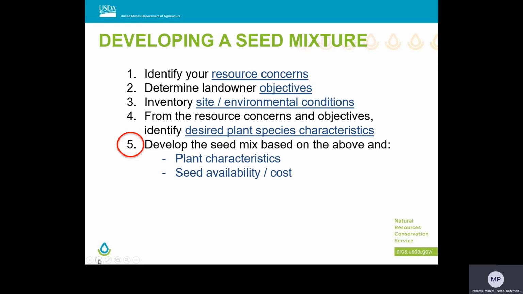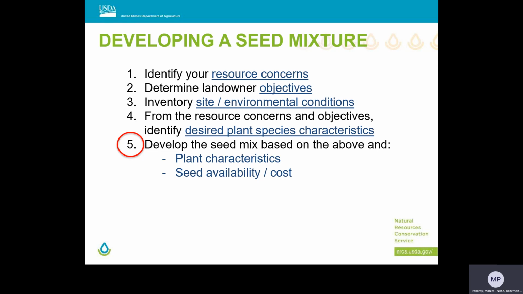In the previous webinar on planning a seeding, we focused on steps 1 through 4 listed here. And today we're going to briefly revisit how information on resource concerns, objectives, and site inventory are used when planning a seeding. And we're going to discuss some of the common mistakes that can be made in hopes that it'll help you avoid pitfalls when you're using that information to design a seed mix.